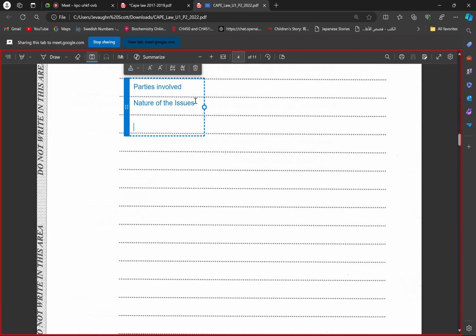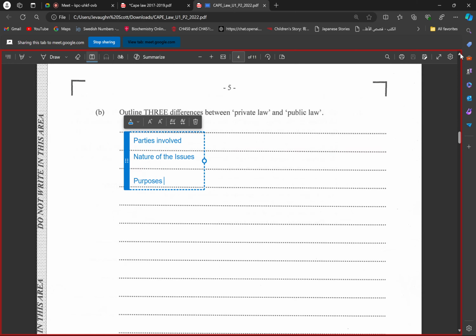Right? These can be divided by purposes as well. So public and private can be divided by purpose as well. So we know that with private law, the general purpose is to resolve conflicts between individuals, right? So it resolves conflicts or provides remedies, or grants different types of rights or duties among private parties.